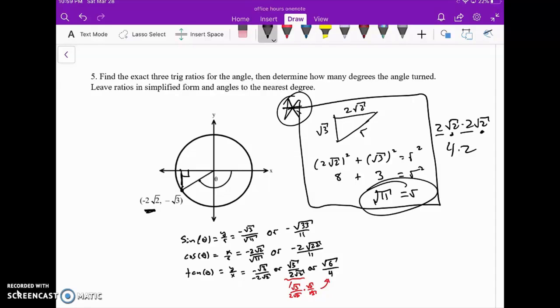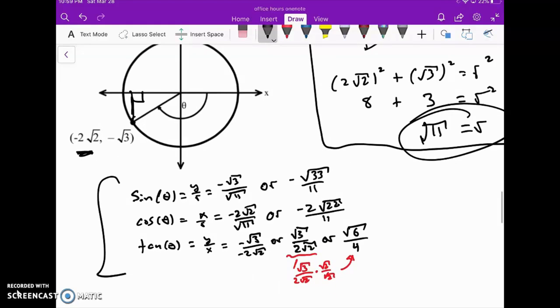We are now in business. We got a radius, we got a coordinates. It's just a matter of writing down the trig ratios, and there they are. So messy numbers don't necessarily make the problem harder.